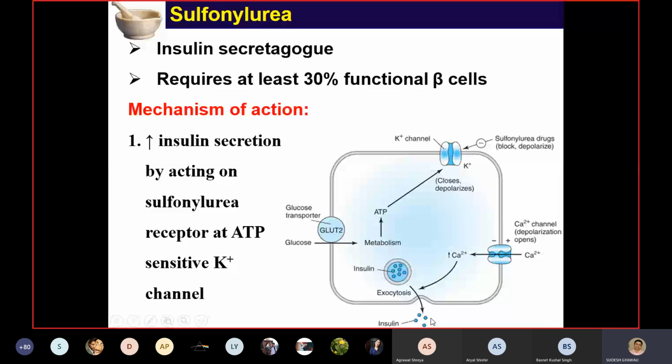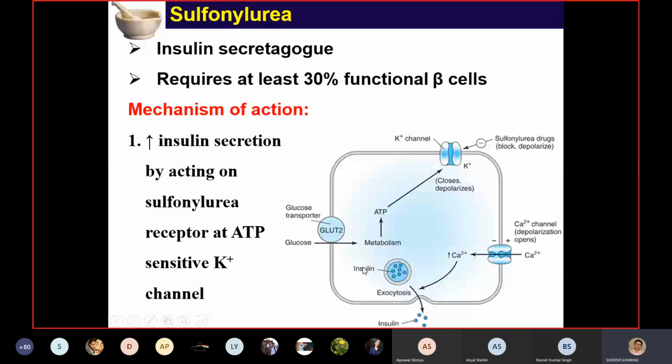Now what does sulfonylurea do? Sulfonylurea has a receptor somewhere on this potassium channel, and it directly goes and binds to this receptor and directly closes the potassium channel. So this potassium channel will be closed regardless of the glucose concentration. The sulfonylurea will not see it. It directly closes the potassium channel, the cell becomes depolarized, calcium enters and insulin is released. So there is no requirement of glucose.